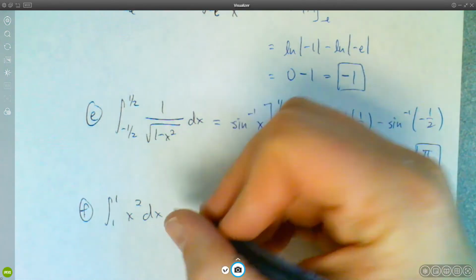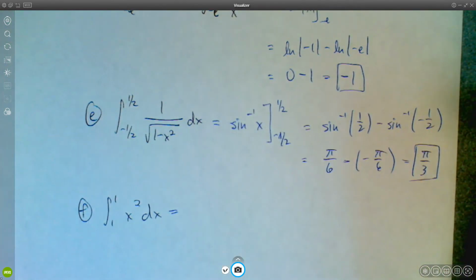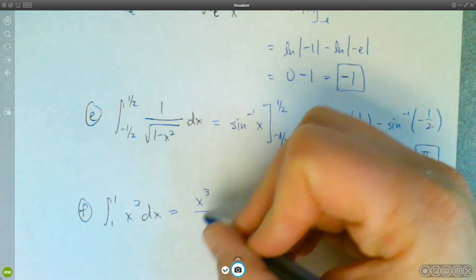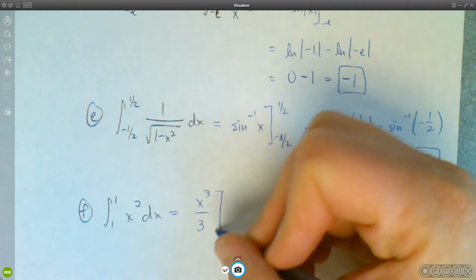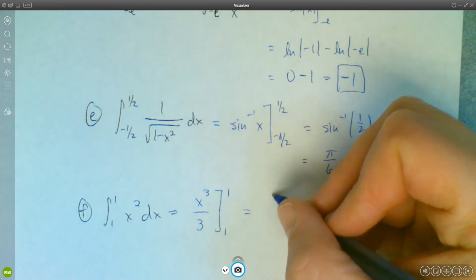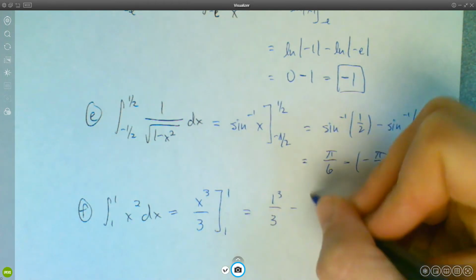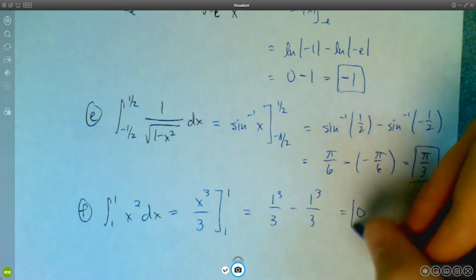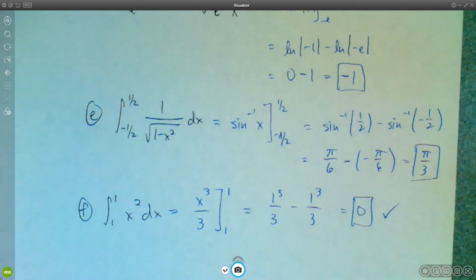but to show you why you would get 0, you could go through and use the fundamental theorem of calculus and find an antiderivative. That's going to be x cubed over 3, and then you're going to evaluate that from 1 to 1. That means first you're going to plug in 1, and then you're going to plug in 1 and subtract. Well, obviously, you're going to get the same thing. So you're going to get 0, right? Just like you expect.